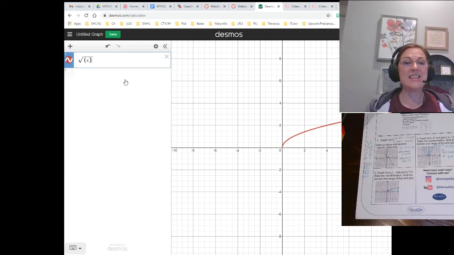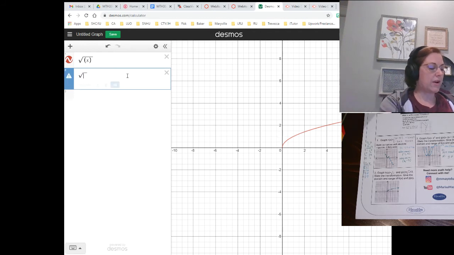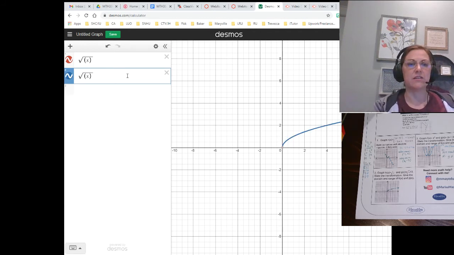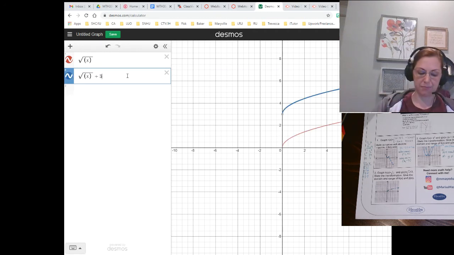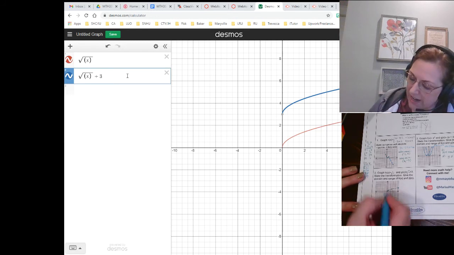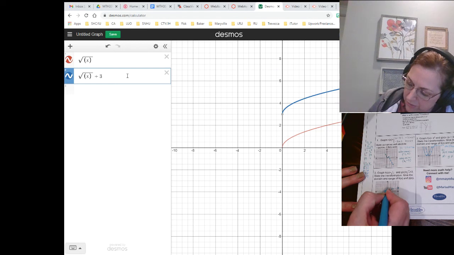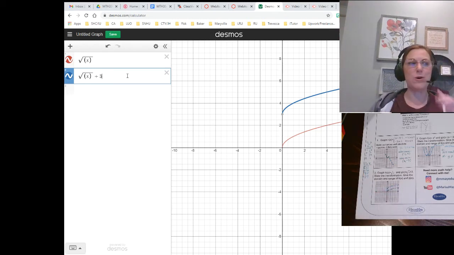There's my first graph. And then I want to graph, and this one you've got to be careful, square root of x. And now use your right arrow to get out from underneath that square root and type +3. And you get the blue graph. See, if you don't use that right arrow, you'll stay underneath that square root. Okay, now what happened? What happened from the red graph to the blue graph?